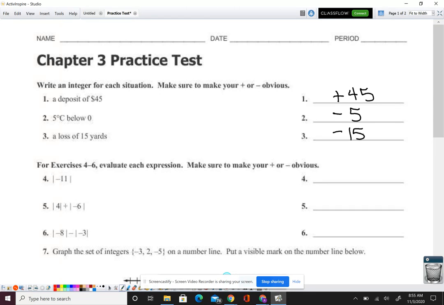So 4 through 6, this might be where you're showing some work. The first one, it's the absolute value of a -11. Absolute value turns anything inside of there positive once you have it simplified down. So it's going to become a +11. In this section, you don't have to put the plus on there, but you need to make it obvious if it's a negative.